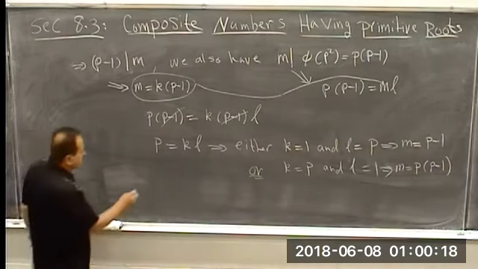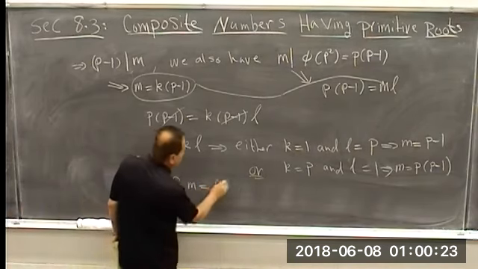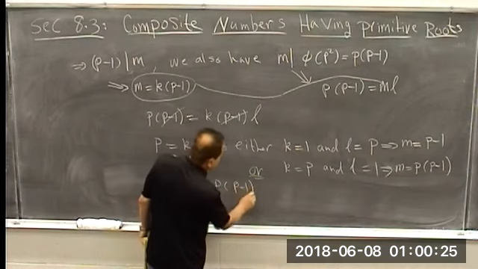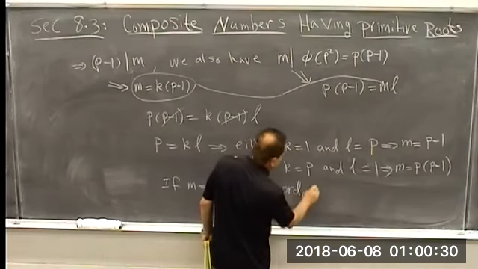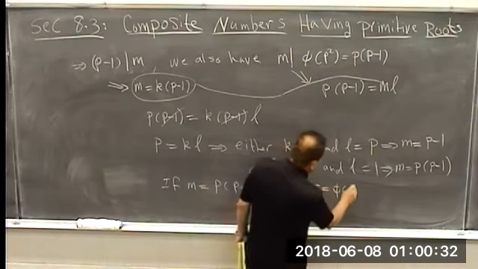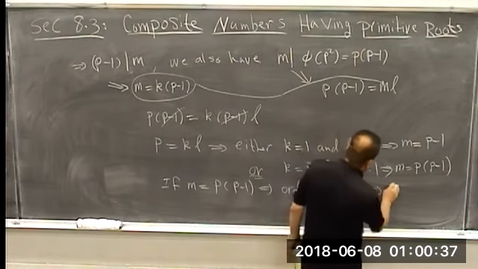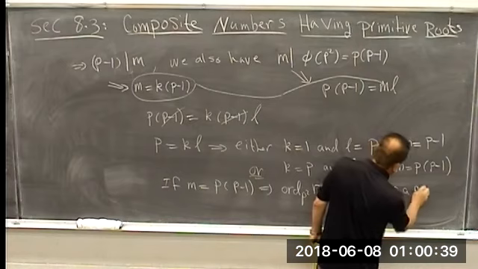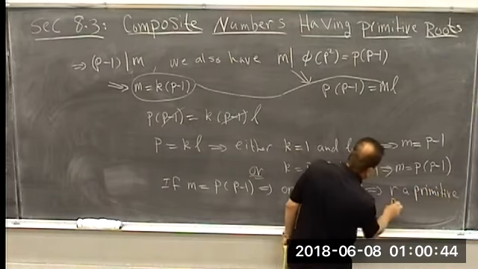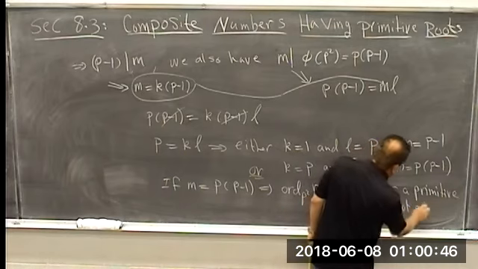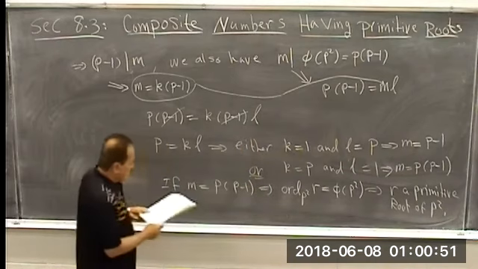Now, if m equals p times (p minus 1), this implies that the order mod p squared of r is equal to phi of p squared. And this makes r a primitive root of p squared.